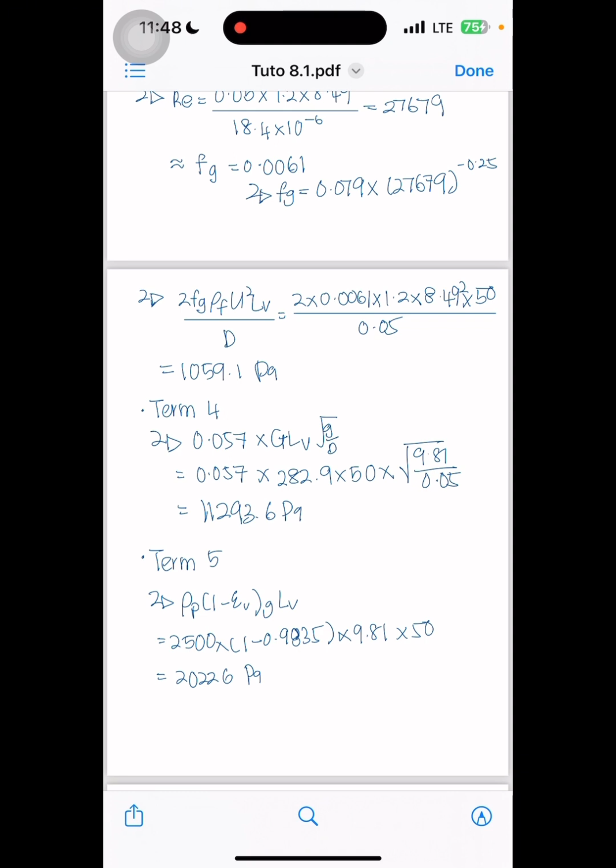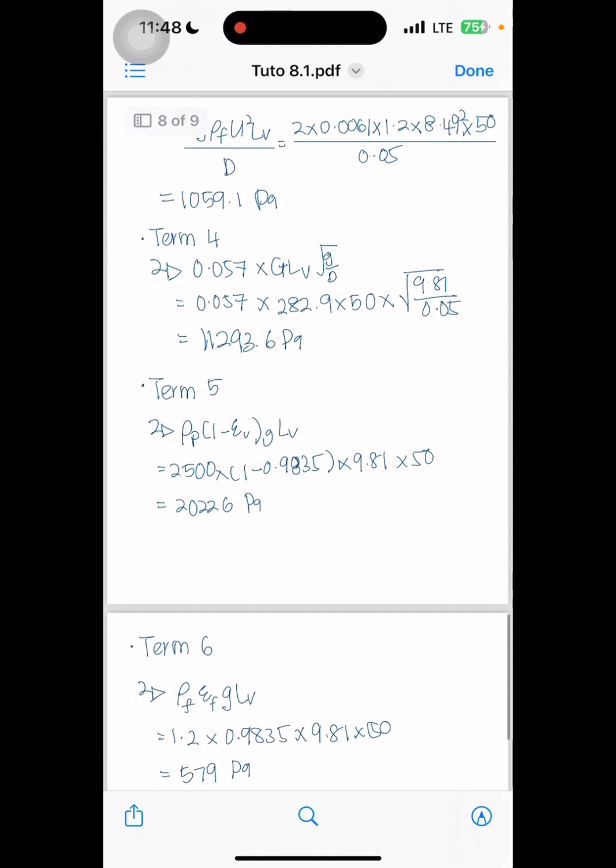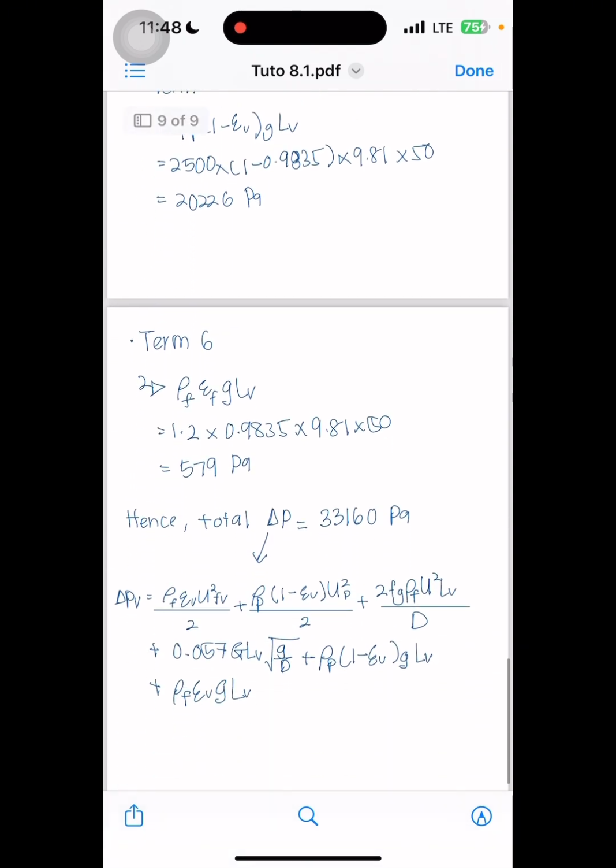The next term is term 5, which is to obtain the solid gravitational head. We obtain the solid gravitational head value, which is 20,226 Pascal. The last term is term 6, the gas gravitational head, and we obtain the gas gravitational head at 579 Pascal.